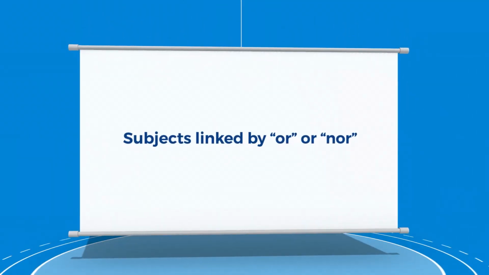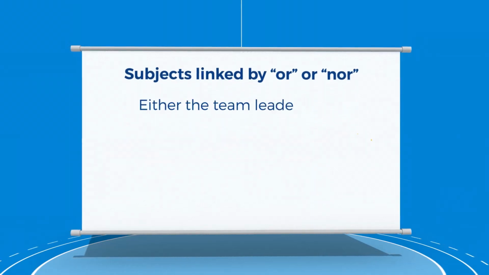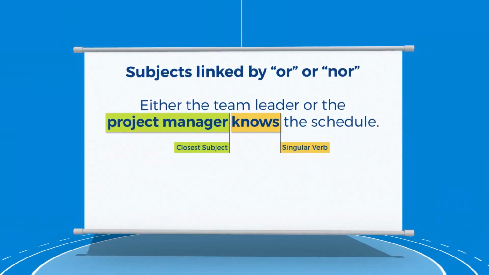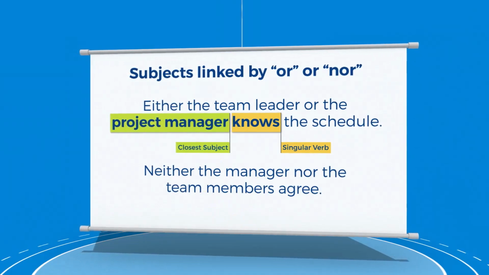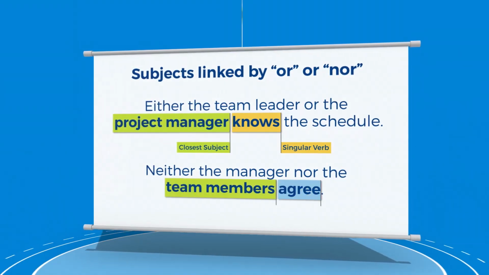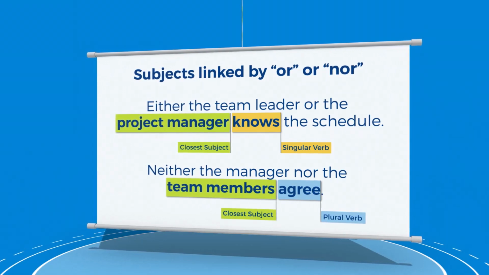With parts of a subject linked by or or nor, the verb in the sentence should agree with the subject closest to it. When one part of the subject is singular and the other plural, it's best to place the plural part closer to the verb.